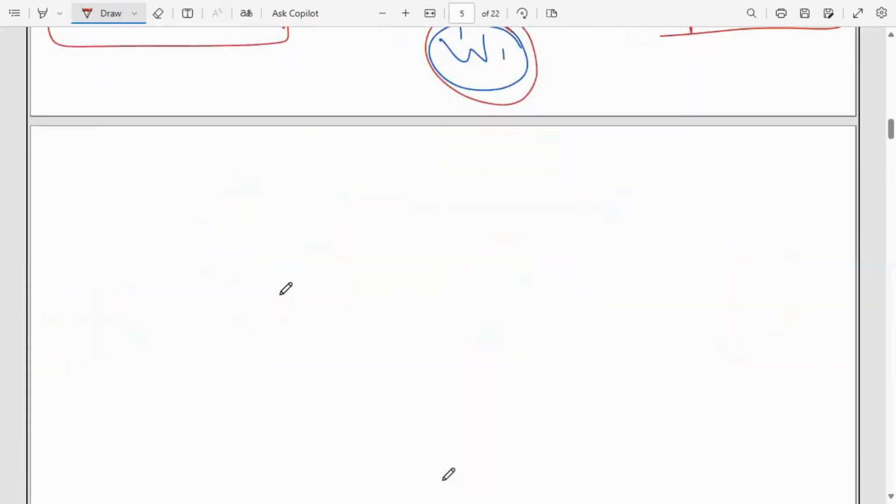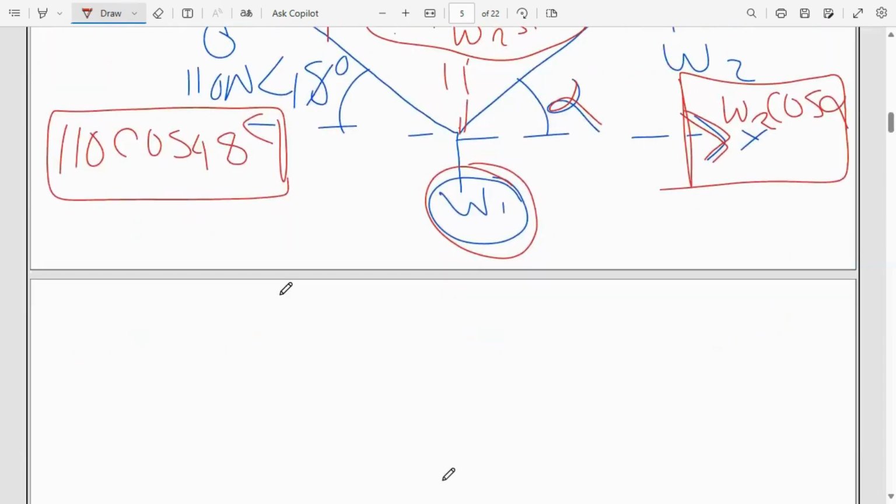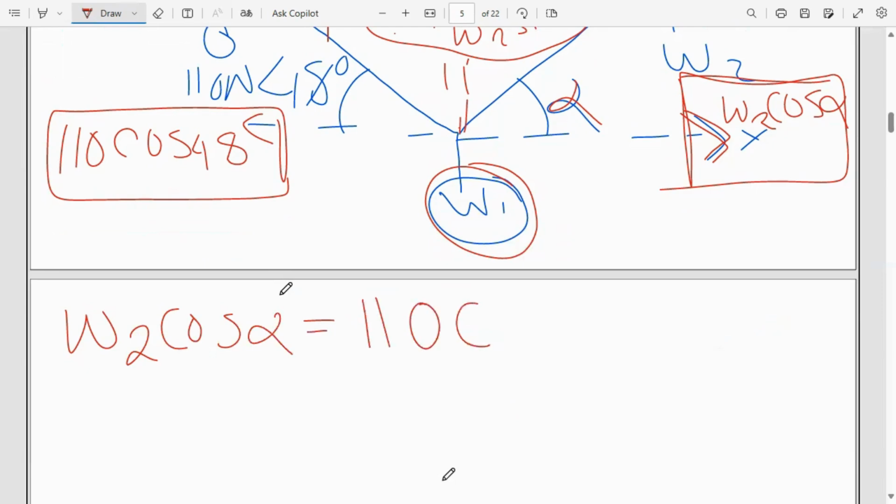So for the forces in the x-axis, we're going to see that this one, which is pointing in the positive direction, will carry a positive sign. So we're going to say W2, since this object is already at equilibrium, that means there's no movement here. So the summation of these forces should be equal to 0. So W2 cos alpha will be equal to 110 cos 48 degrees, like that. Those are the forces that are in the x-axis.